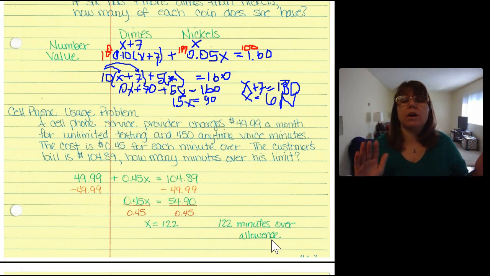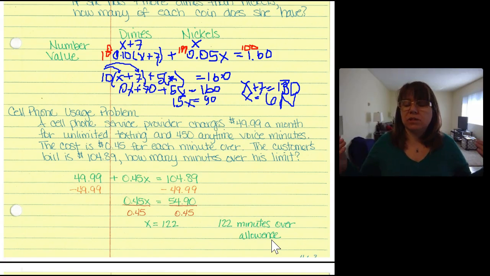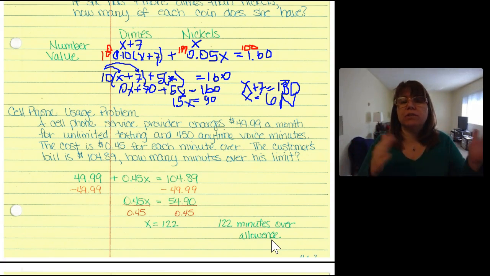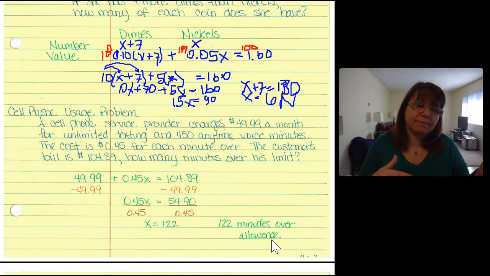So be very careful about, at least when you're doing the problems, if you're doing this for your homework, be careful about what the question actually asks. If it asks for the minutes over his limit, the answer is 122. If it's total minutes, then you have to add the original 450 minutes in there.